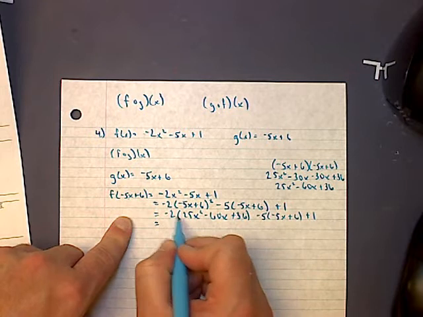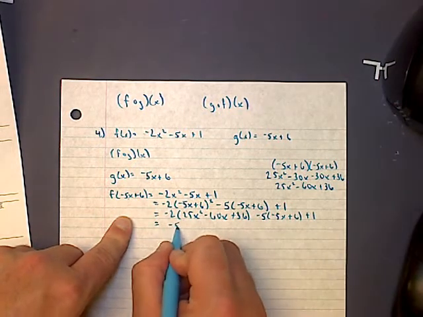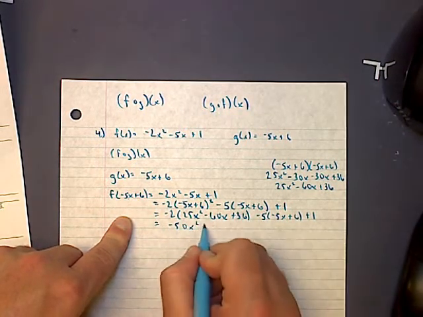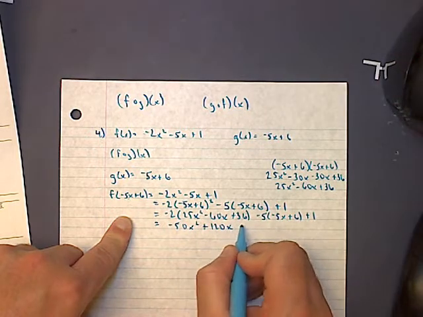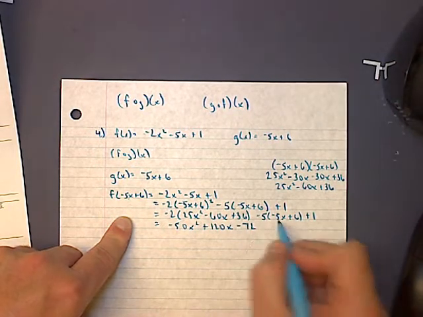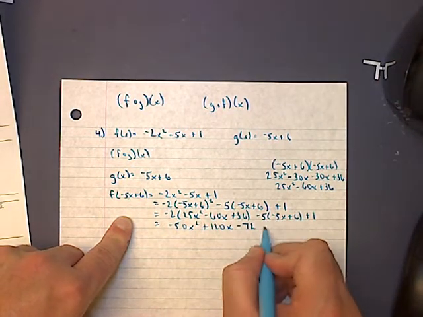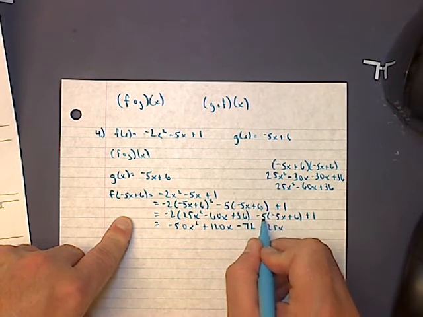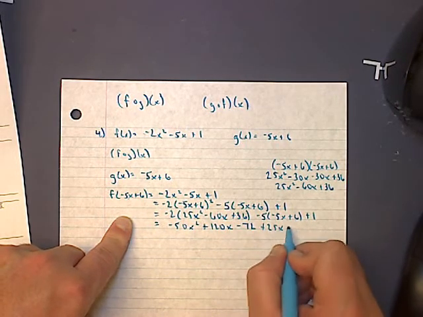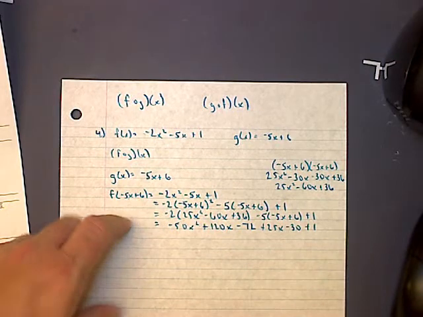Now, I'm going to come back and distribute. That gives me negative 50x squared plus 120x minus 72. Negative 5 times negative 5 is positive 25x. Negative 5 times 6 is negative 30 plus 1.